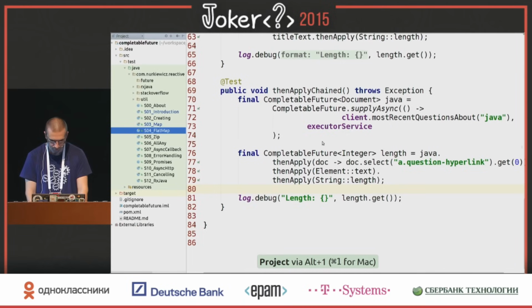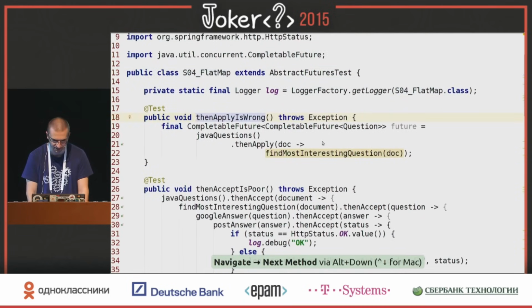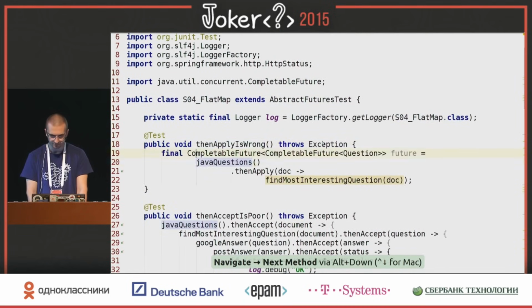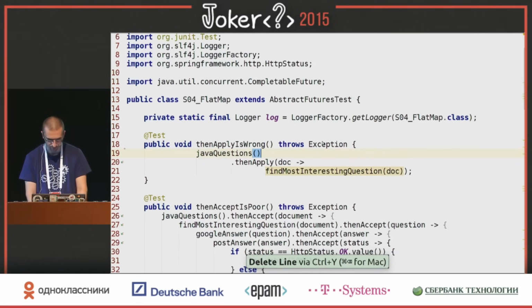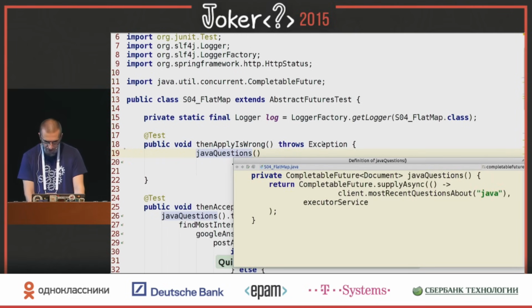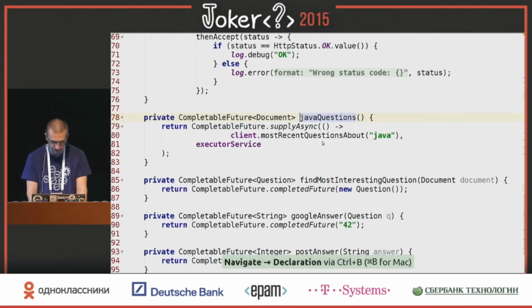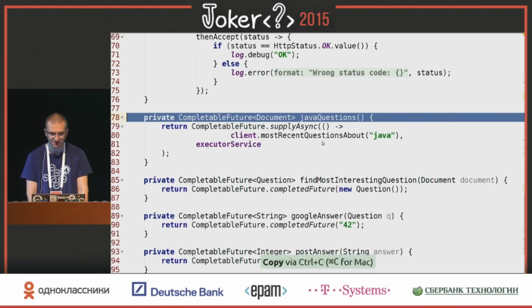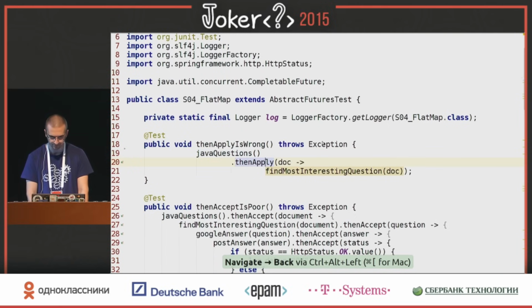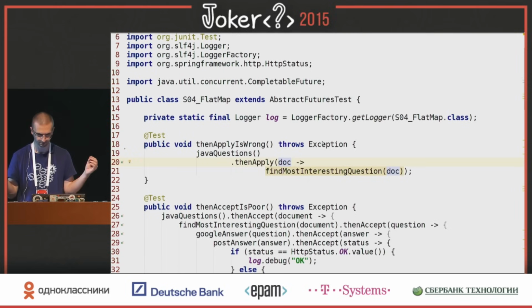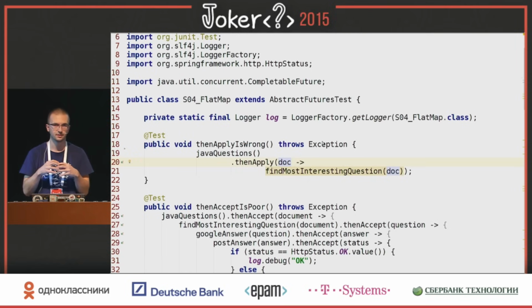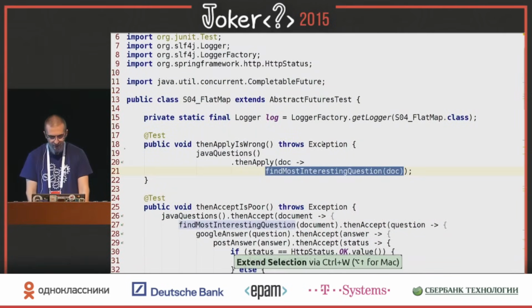Okay, now we're going to get into some really meaty examples. So imagine you have a future. We have a method called javaQuestions that returns a future of type Document. So let me just go quickly through it. You see the javaQuestions method returns a future of Document. And what we want to do then, having this document, you now understand that doc is actually of type Document, so it contains the contents of the future. What we want to do now is call another method on top of that document.